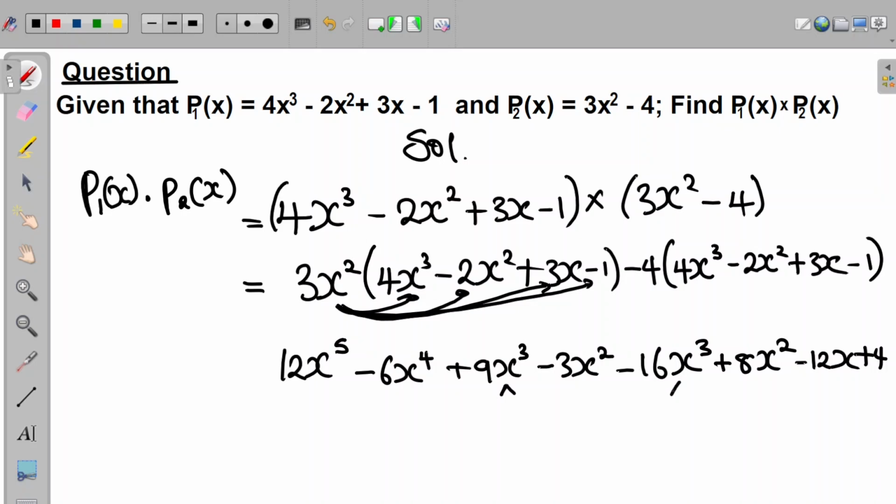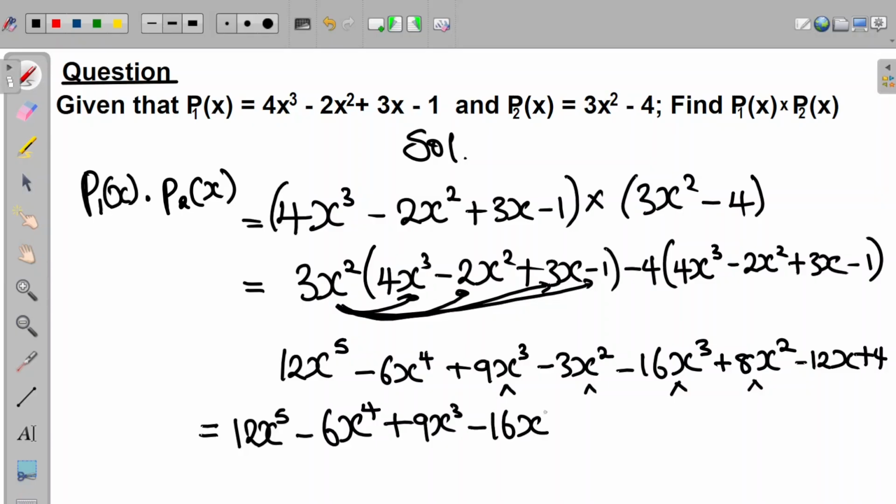Now, if we simplify further, at this point we have x to the power 3. Also here we have x to the power 3. So at this point we have x to the power 2, and also we have x to the power of 2. So if we simplify, this becomes 12x to the power of 5 minus 6x to the power of 4 plus 9x³ minus 16x³ minus 3x² plus 8x² minus 12x plus 4.